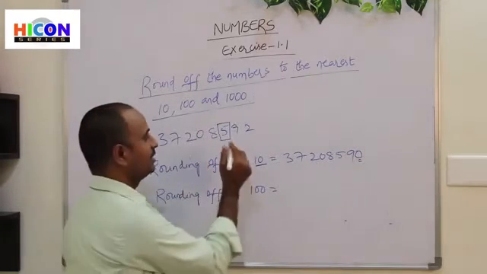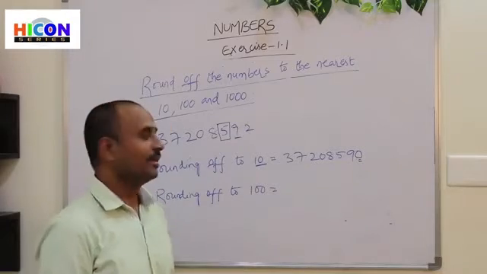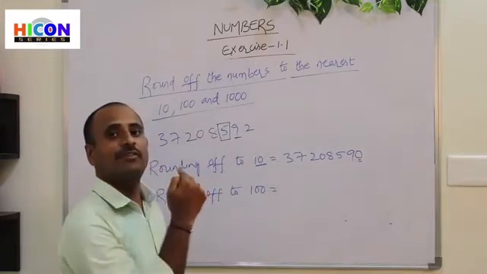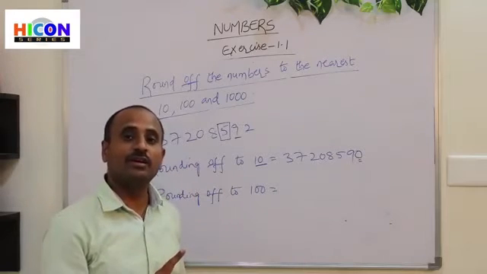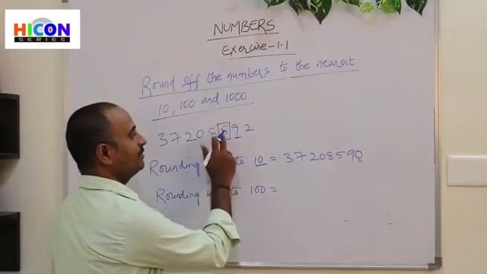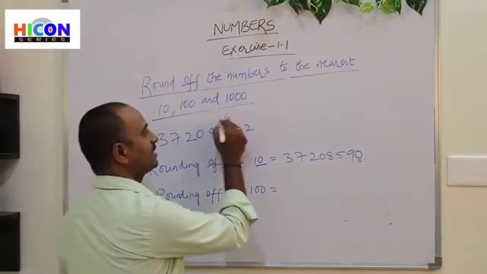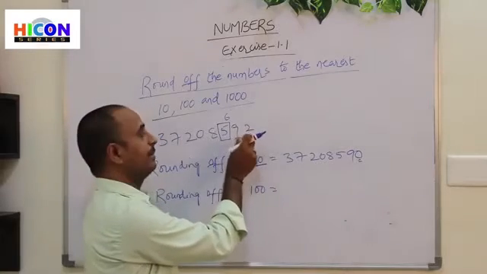Next, check the next digit. The next digit is 9, which is greater than 5. If the next digit is greater than 5, write the next hundreds. That means round the number to the next hundreds. Here the hundreds are 5. The next 100 becomes 6. So write 6 in the hundreds place and put zeros for the remaining digits.